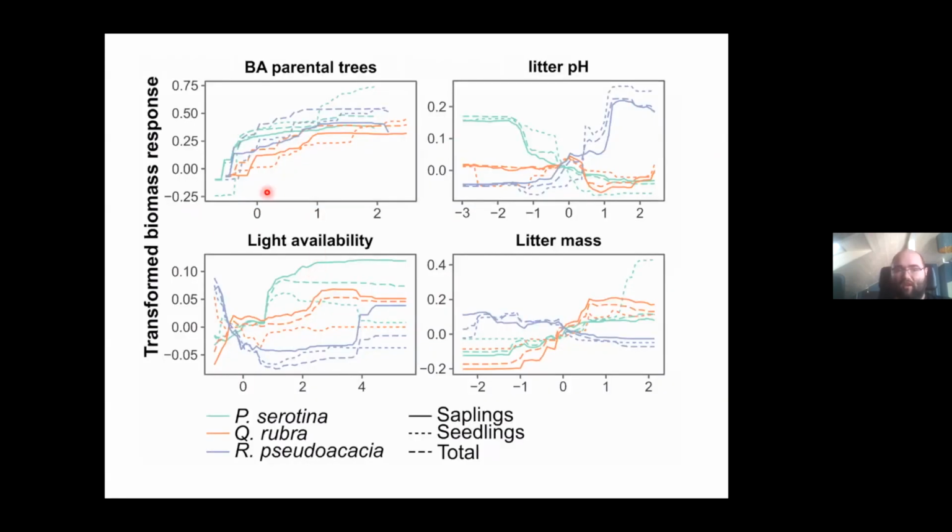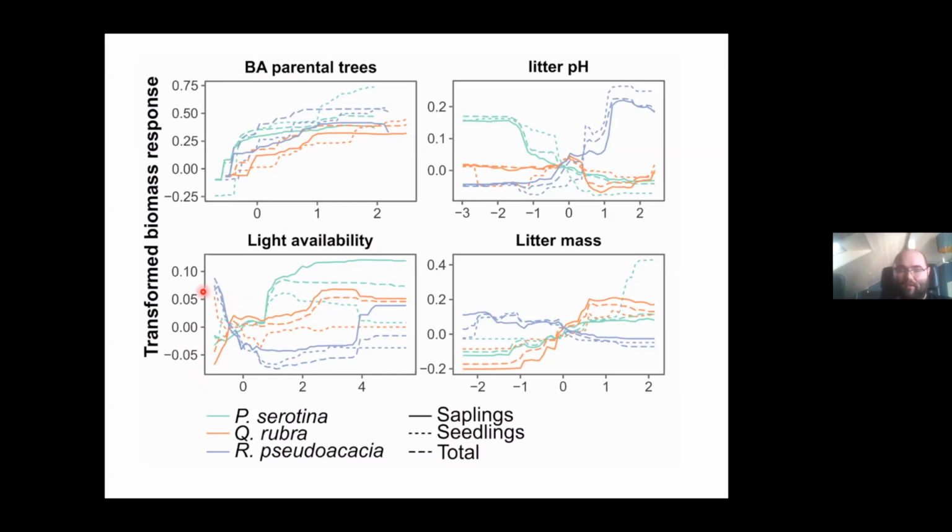We also prepared response curves to see how changing only one parameter will affect the biomass. So we can see that with increasing basal area of parental trees, biomass of all species, all life stages will increase. With increasing light availability on the forest floor, the black cherry and red oak biomass of both seedlings, saplings, and total regeneration will increase.